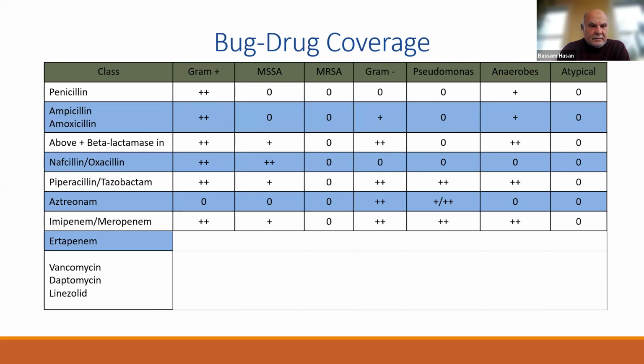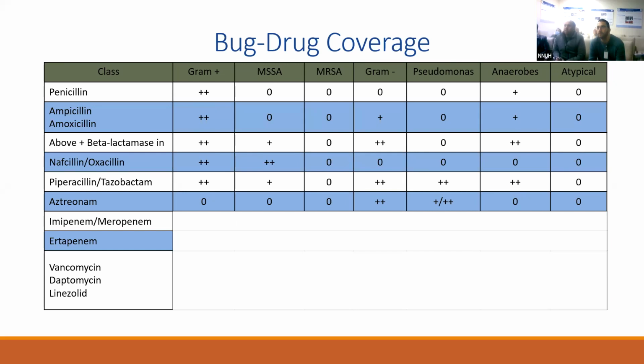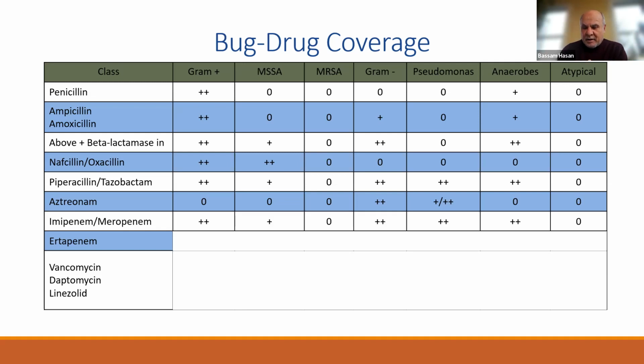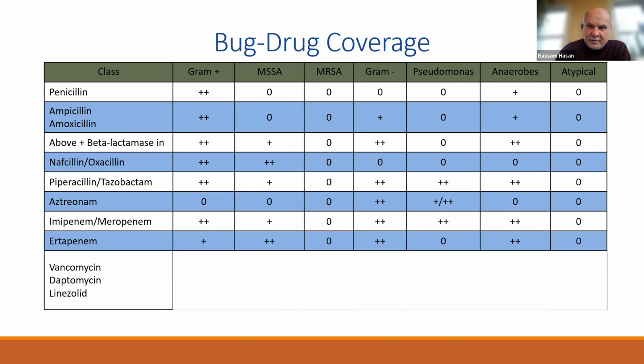Vancomycin. Okay. Imipenem and meropenem: gram-positive, gram-negative, Pseudomonas, anaerobes. So this is for all, right? But no MRSA, remember. There's one exception for the carbapenems, which is ertapenem. Ertapenem does not cover what? Pseudomonas. Excellent. Come and join us.